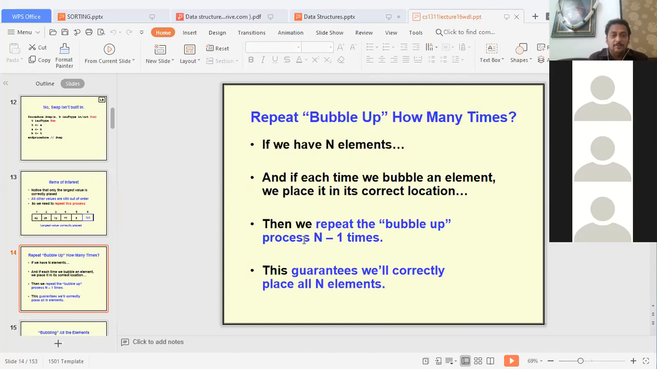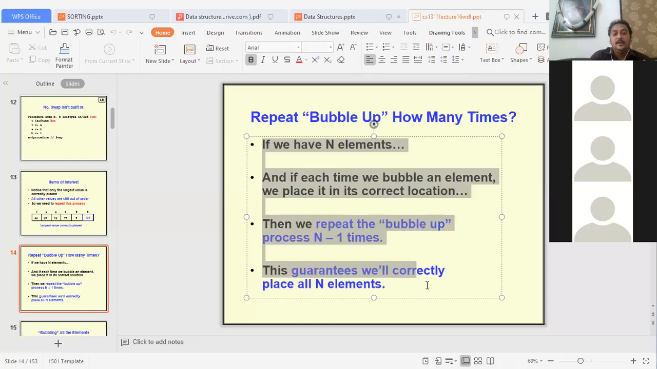Observe on the side. You repeatedly compare in the first pass n-1 times, in the second pass n-2 times, in the third pass n-3 times, and in the last pass it reduces. Here n is 6, so the last is n-4 times, which is 2 times. In the last pass we swap once. That means this guarantees we will correctly place all n elements. Note down this particular text also.